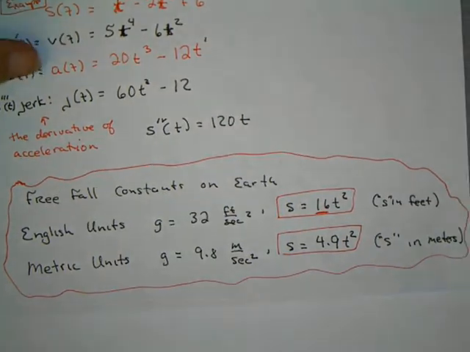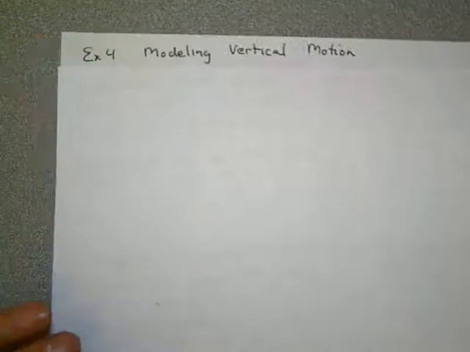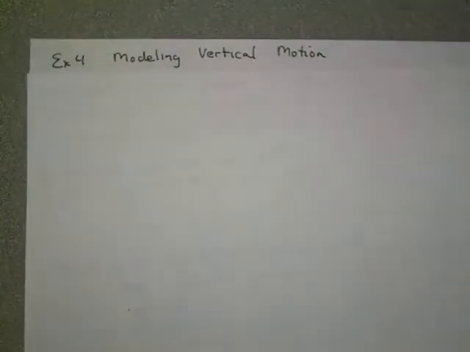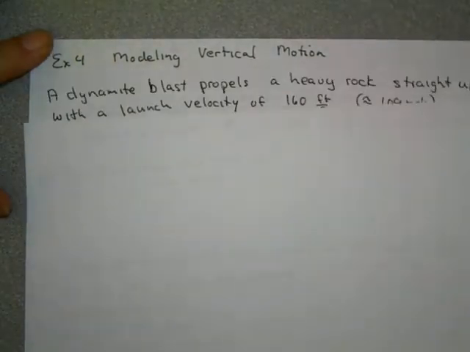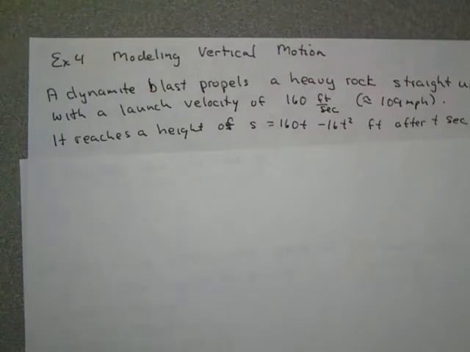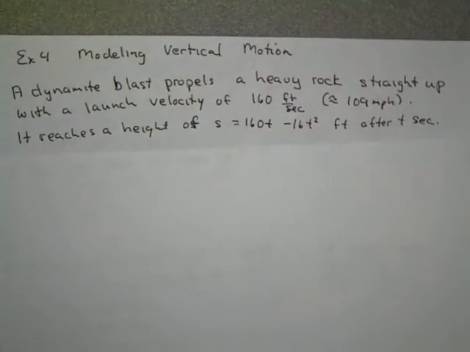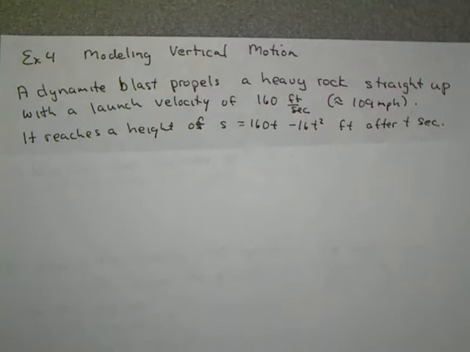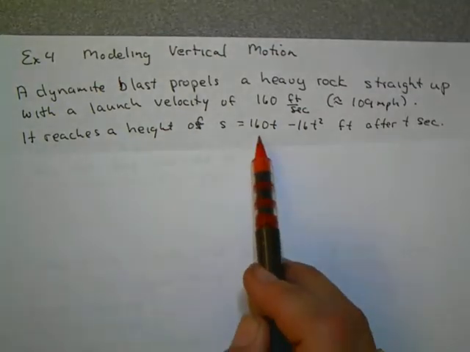And we will look now at that idea of modeling vertical motion, something falling or being launched. In this case, we're going to have a rock falling, sort of. A dynamite blast propels a heavy rock straight up with a launch velocity of 160 feet per second, about 109 miles per hour. It reaches a height of s equals, and that s is telling you we're looking at the position, 160t minus 16t squared feet after t seconds. So you know its path.